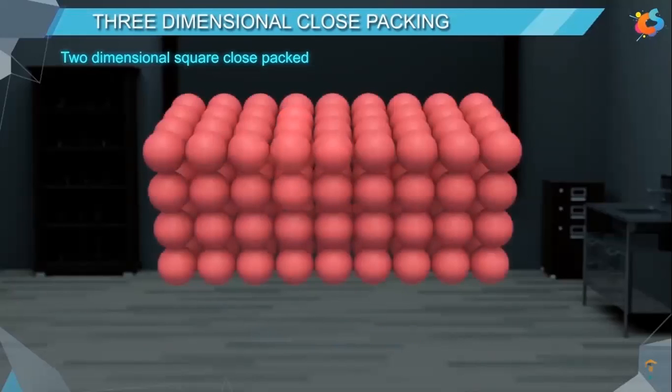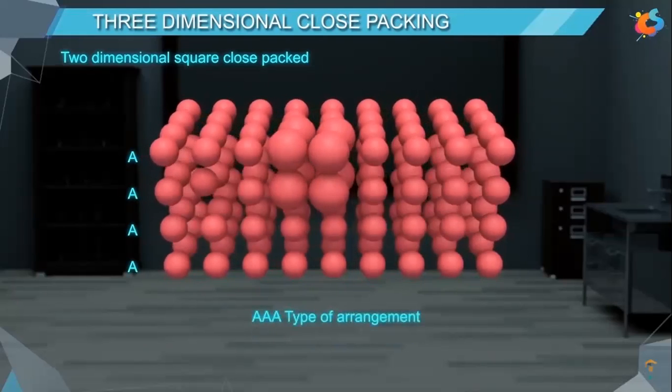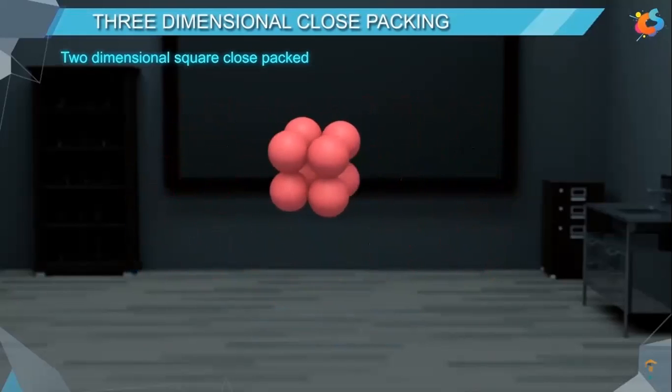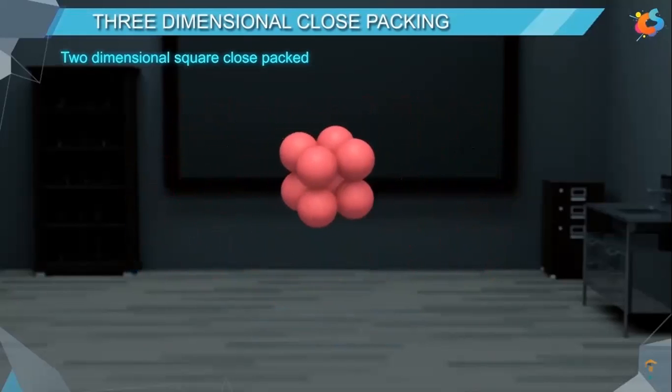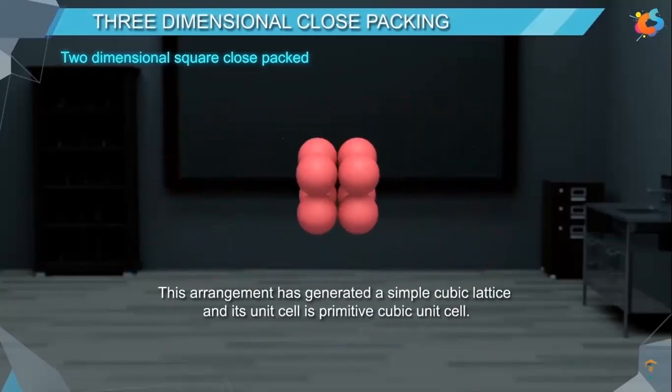If we call the first layer as A type, and since all the layers are also of the same type, this kind of arrangement is known as AAA type of arrangement. On observing carefully, we will find that this arrangement has generated a simple cubic lattice and its unit cell is primitive cubic unit cell.